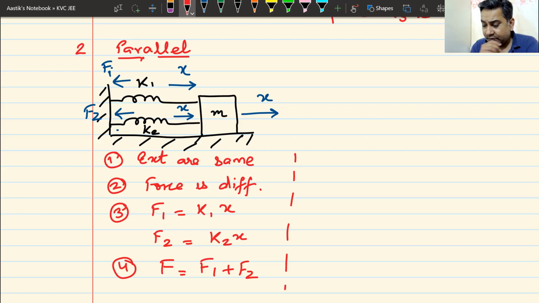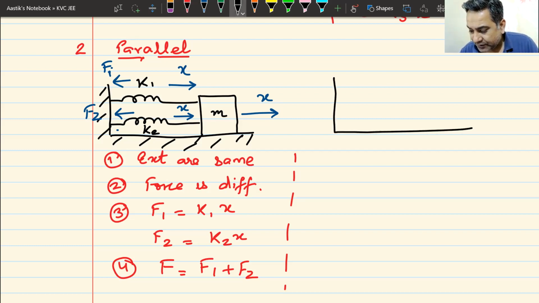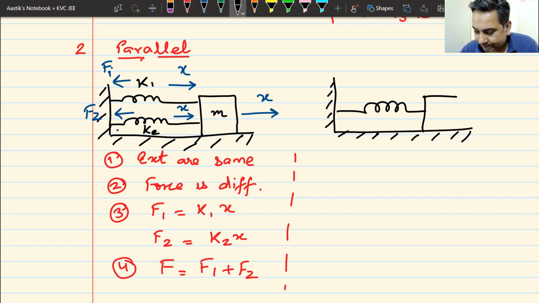I hope you have noted it down. Now, as we had done in the previous case, we had two springs in series. We removed those two springs, and instead of that, we put one single spring. Here also, we can do the same thing. We can remove these two springs and put one simple spring in place of that. The spring constant of this spring, let me call it Kp, P standing for parallel.